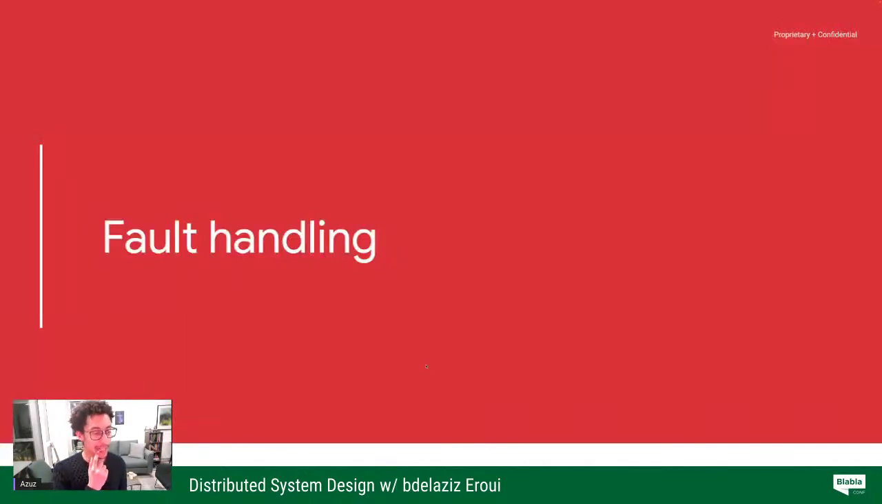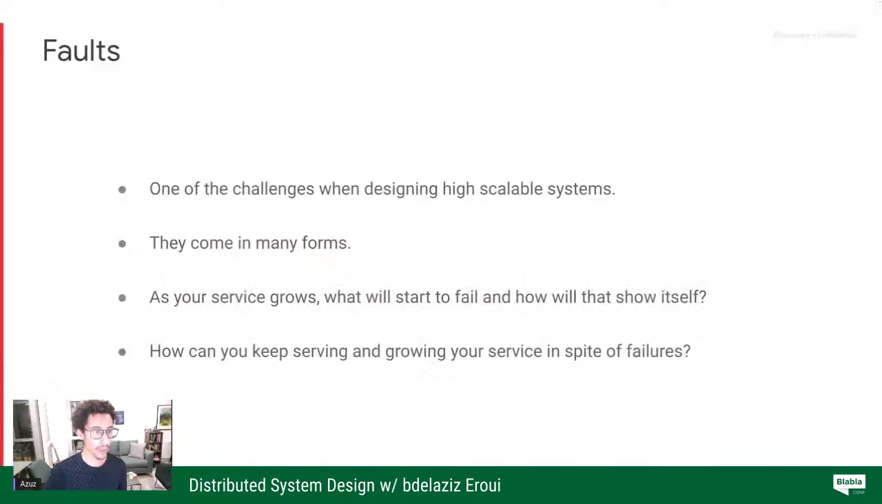Okay, so the next part is fault handling. One thing to know is that faults are one of the challenges that are always present in designing a scalable system, because faults always exist. Machines can fail. They will fail, machines can fail, they fail for sure, in many different forms, which we will see in the next few slides.